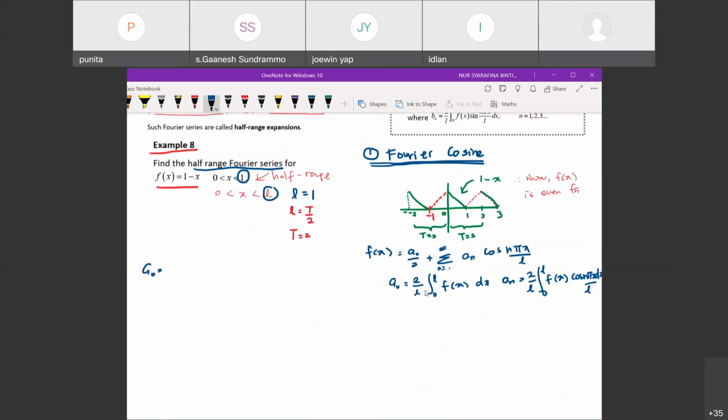So your a naught should be 2 over L, L is 1, from 0 to 1, f(x) is 1 minus x dx. So integrate this will give you 2, 0 to 1, 1 minus x dx. x minus x squared over 2, 0 to 1 will give you 1.